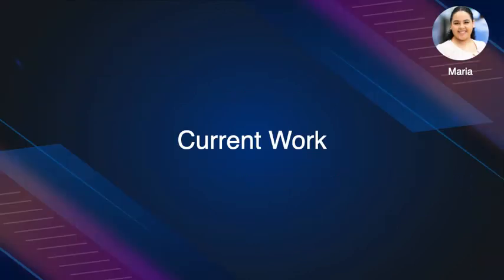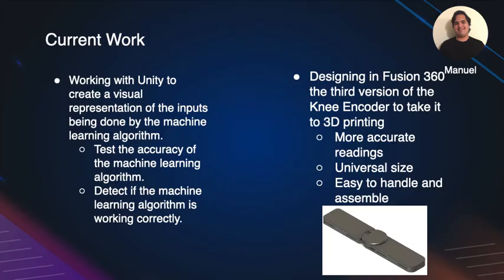Now we will present the task in which our group is currently working. We're currently working with Unity to be able to test the accuracy of the algorithm and help us determine if the algorithm is working correctly, so that in the implementation of the physical model there are no problems with the algorithm. Our knee encoder version 2 was made of cardboard and did not have a universal size, so we decided to update it and create a 3D printable design to increase the precision and facilitate the placement on the legs. This will help us collect our measurements more accurately.